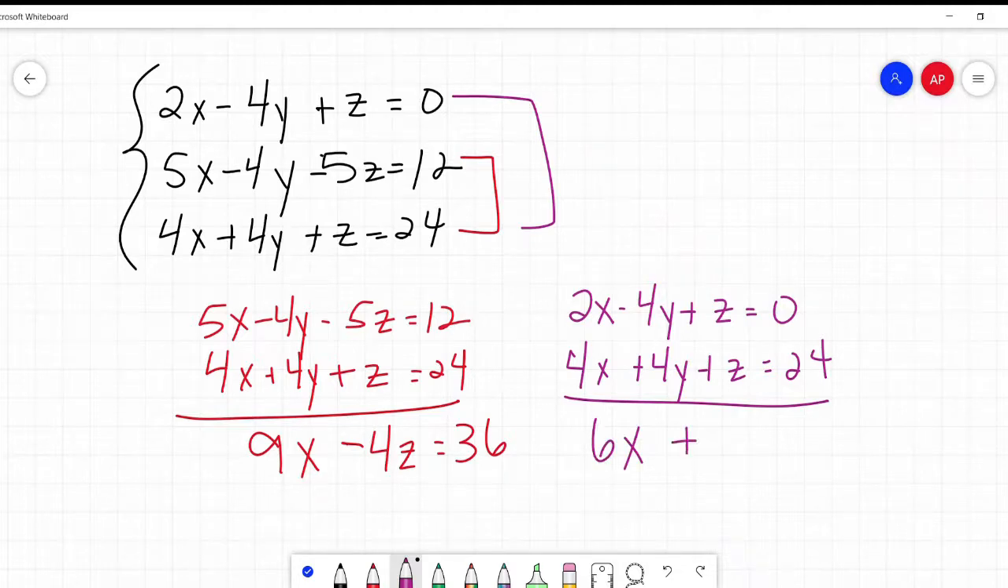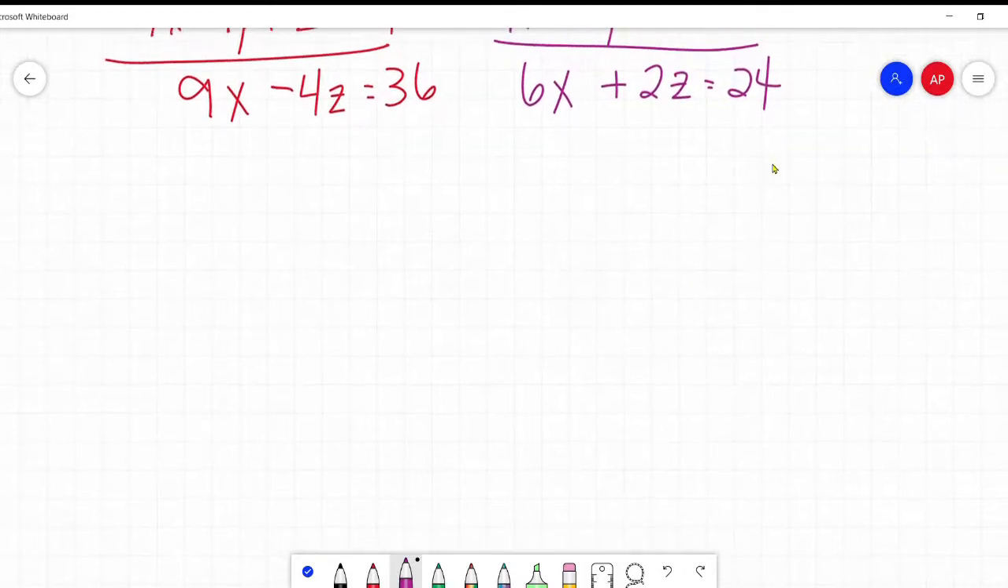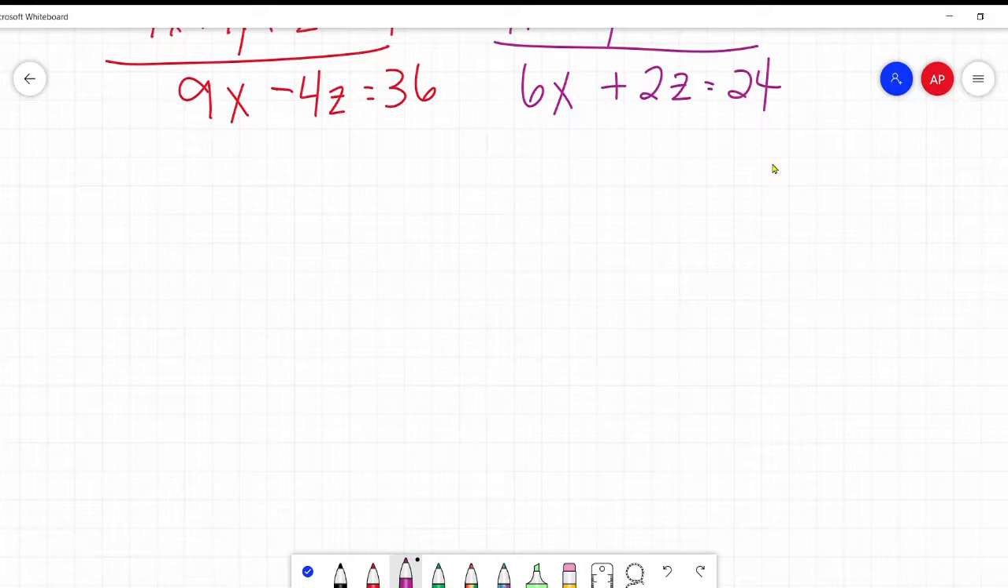Z plus z is 2z, and 0 plus 24 is 24. So now it's like I'm starting again, and now I have two equations, and I want to solve for this system of equations like a separate little problem. Now at this point, if you wanted to use substitution, you could. I'm going to continue using elimination because let's just keep it consistent.